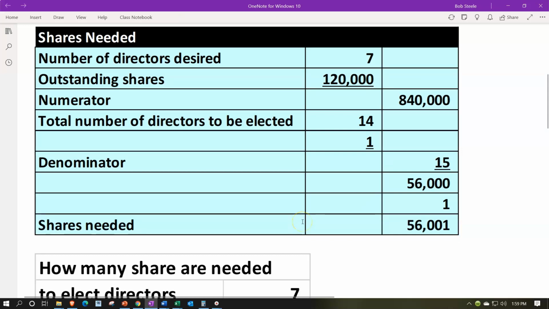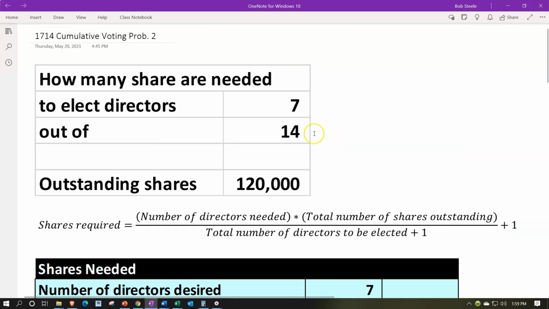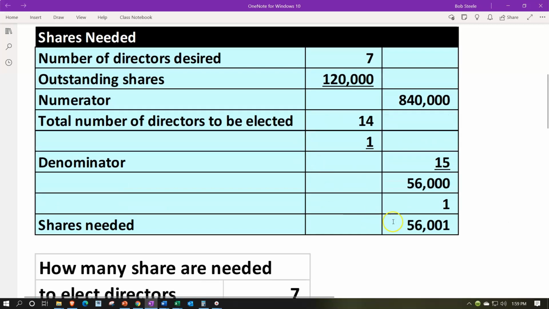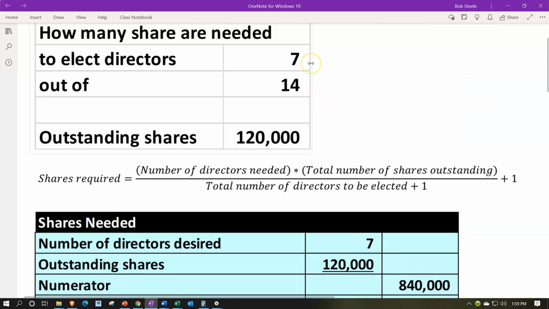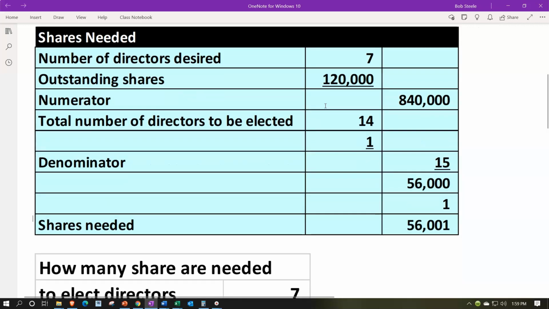So the question then, if this was a test question, we would say, okay, if there are going to be 14 people up for election, how many shares would we need? 56,001 in order to guarantee that we pick up 7 out of those 14 seats for the board of directors. Now let's think that through intuitively, because many people will do this calculation and it means basically nothing. They really have no idea what's actually happening here. So it's useful to think through how that works.